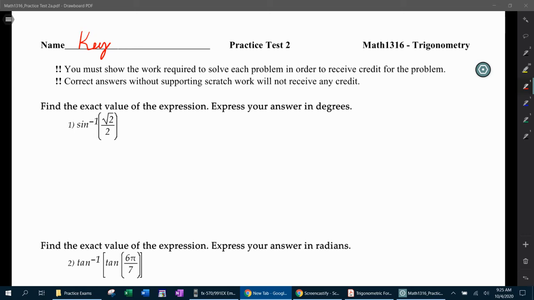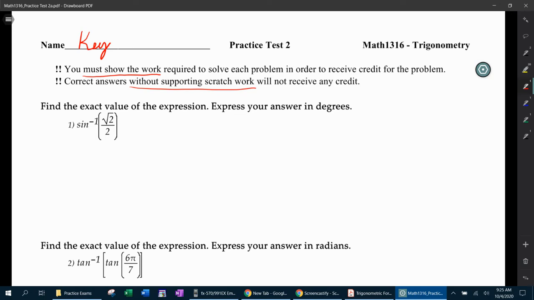First of all, if you read the instructions here, it says you must show your work. Any work that's required to solve the problem, you need to show it, okay? And correct answers without supporting scratch work will not receive any credit. So you do have to show work for every problem that requires scratch work.